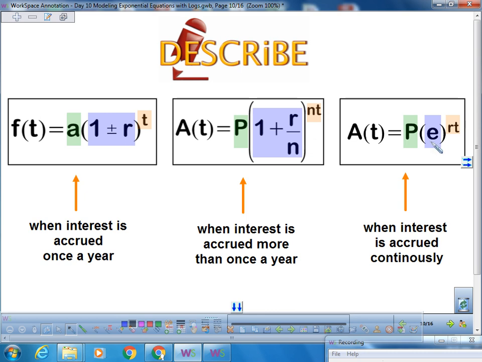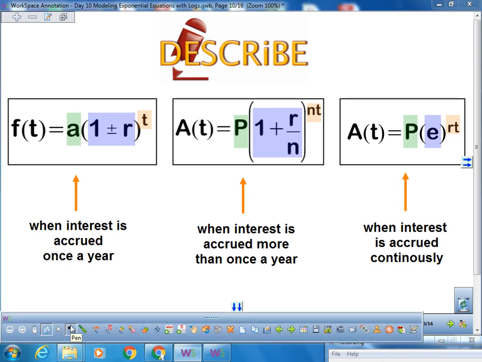This one is just simple because it's just E. And this is when we have interest accrued continuously. So here's your continuous, we use the E, right? That means it's happening at such a fast rate that we don't even know what to do with it. We can't compute it. Does that make sense?